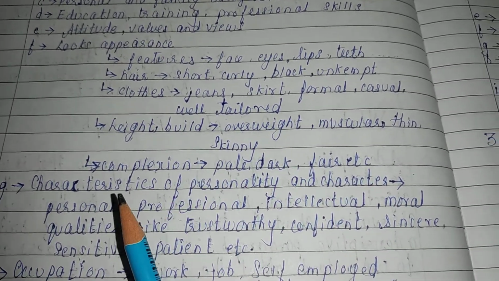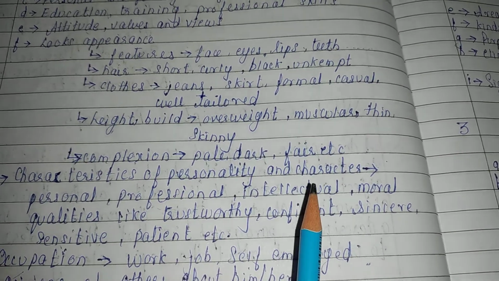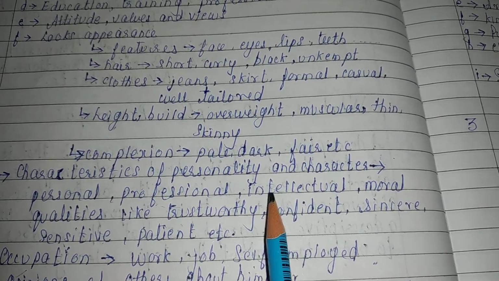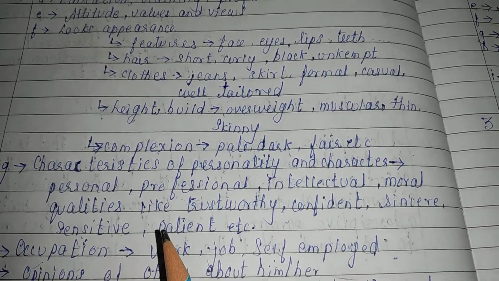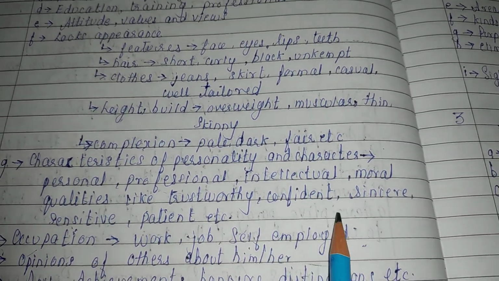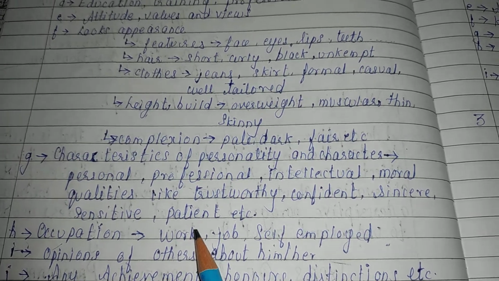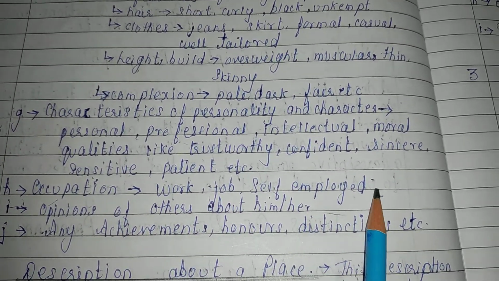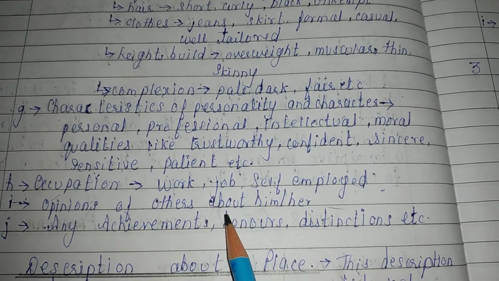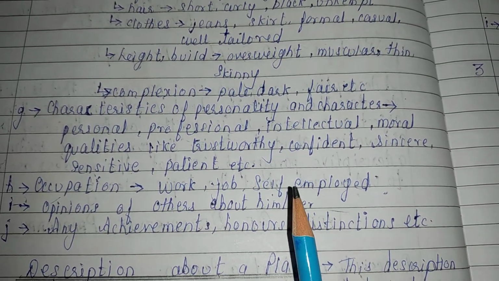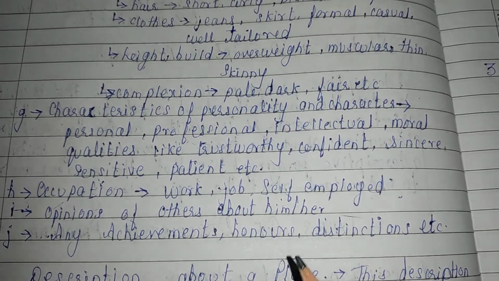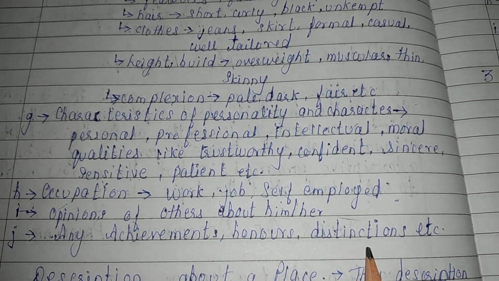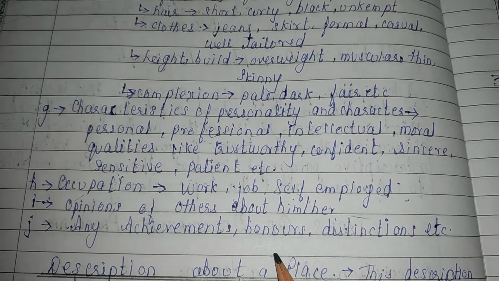And then characteristics of personality and character, like personal, professional, intellectual, moral qualities, like trustworthy है, confident है, sincere है, patient है वो इंसान. Then occupation, what work he or she does. Opinion of others about him or her, means what is our opinion about Amitabh Bachchan in that way. Any achievements and honors or distinction that he has achieved, so we'll mention that as well.